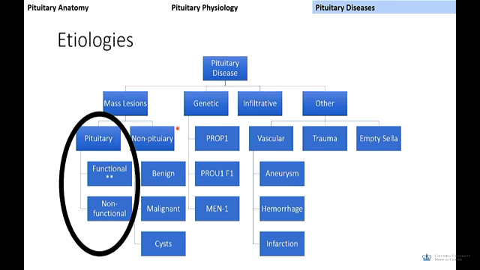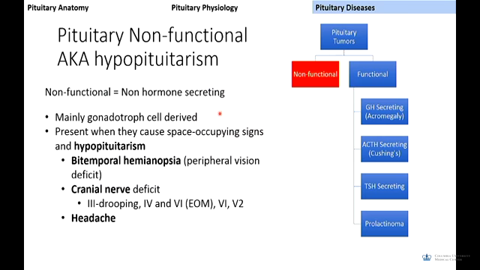So now moving on to the fourth lecture, which is the pituitary diseases. So I've organized it into the different categories, and we'll go through each of them one by one and refer back to this flowchart. So there's mass lesions, genetic problems, infiltrative problems, and other. So starting off with mass lesions, there's two categories. There's pituitary and non-pituitary. Within pituitary, we can have a non-functional mass or we can have a functional mass.